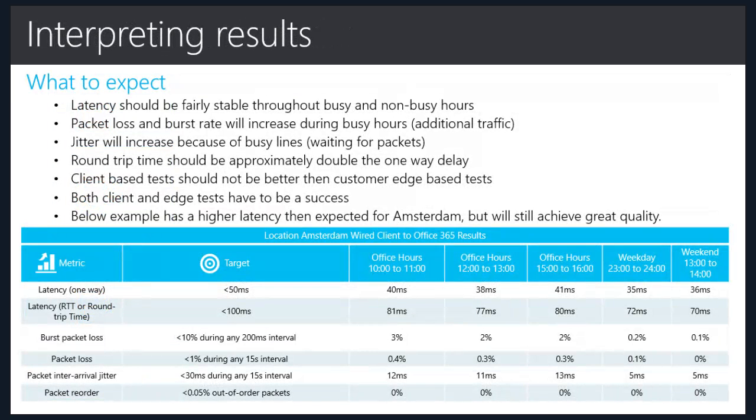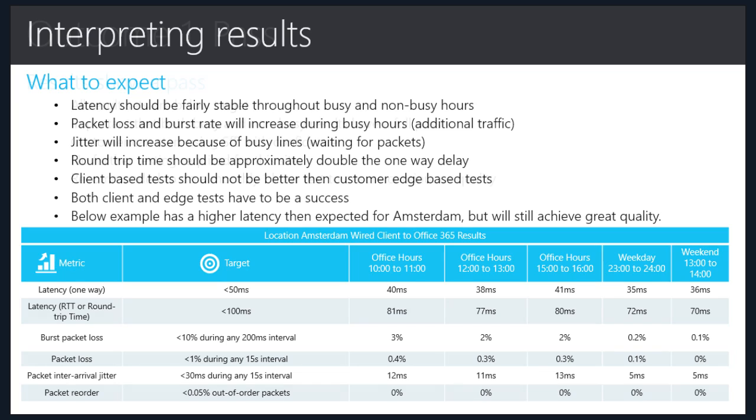So what should we be expecting? And this is a representative graph here. We should expect that the latency would be fairly stable throughout busy and non-busy hours. The latency or round trip time will be a little bit lower during non-busy hours, but it should be fine during busy hours. Burst packet loss will be higher during busy hours, just like packet loss, the inter-arrival jitter, and the packet reorder, because the line is more in use.